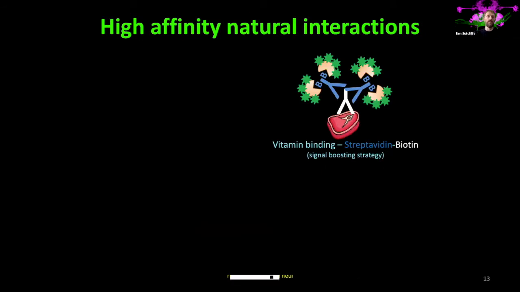We can also take advantage of high affinity natural interactions, and this can help you to boost a signal within a cell. So here you've got your protein of interest labeled with a primary antibody, and then the secondary antibody, instead of being conjugated to a fluorophore, has biotin fused to the end of the antibody, and this is then recognized by streptavidin. And here that streptavidin has lots of fluorophores on it, and this can give you a massive boost in signal intensity.